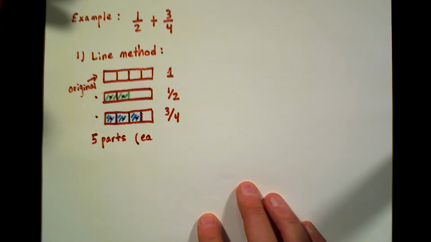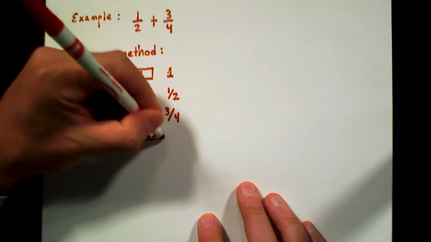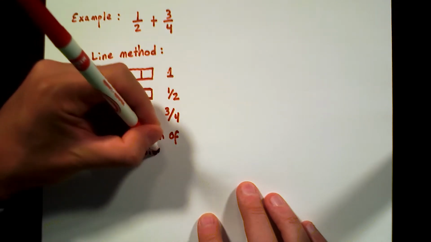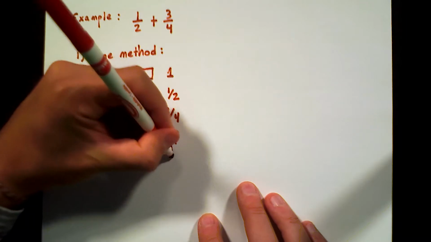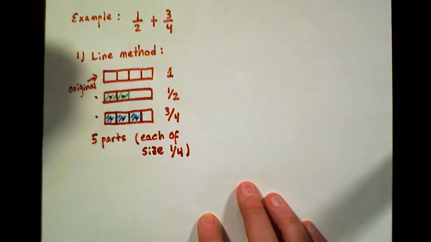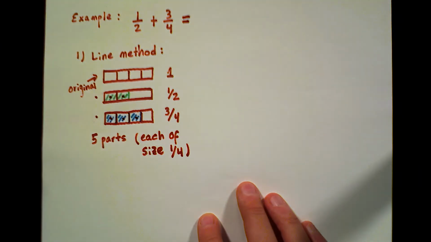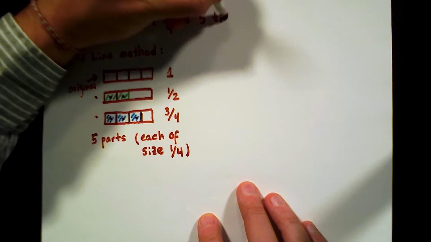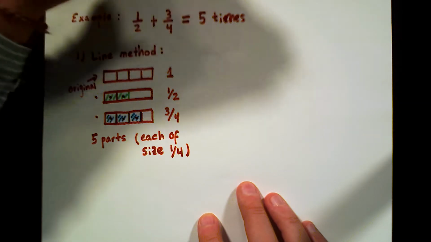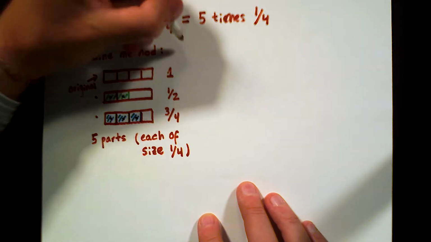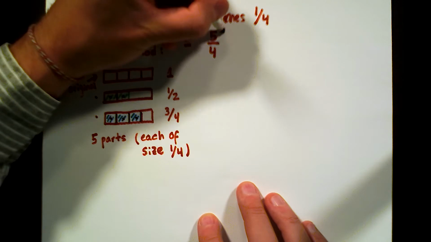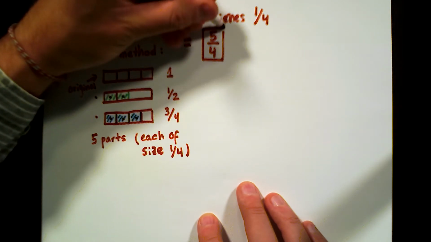Why? Because if you look at the original, it's now divided into 4 pieces, so each is of size, and again you could use size or length, 1/4. So the answer to the problem should then be 5 times the quantity 1/4, which now we put into formal language, so that's 5/4. And so that's how we would do it.